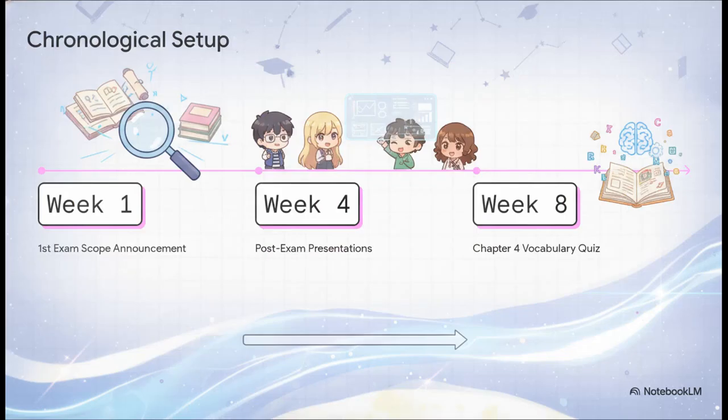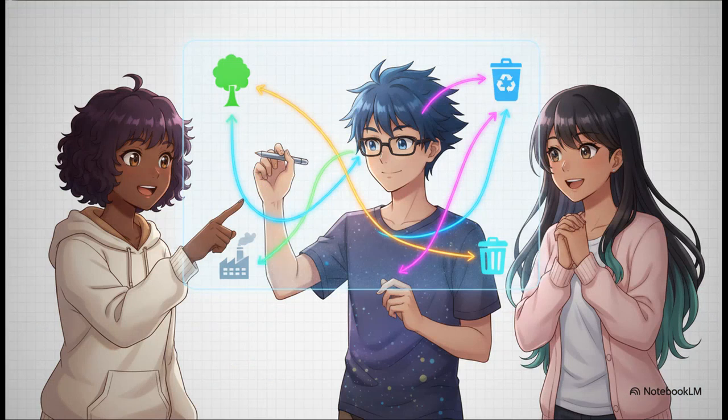But what happens when you need to manage time and schedules? Well, the timeline format gives students a crystal clear visual path of the semester. You can map out your Week 1 exam scope announcements, plot out post-exam presentations for Week 4, and schedule vocabulary quizzes way down the line. Students just scroll to the right and see exactly what's coming up. Honestly, it completely eliminates those "wait, when is the test again?" questions.